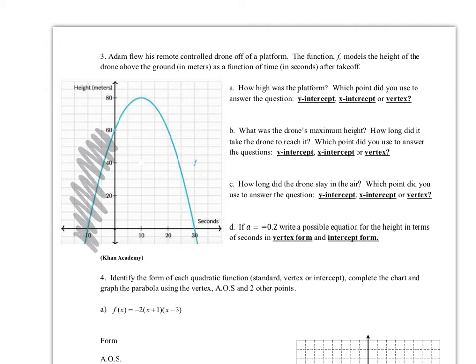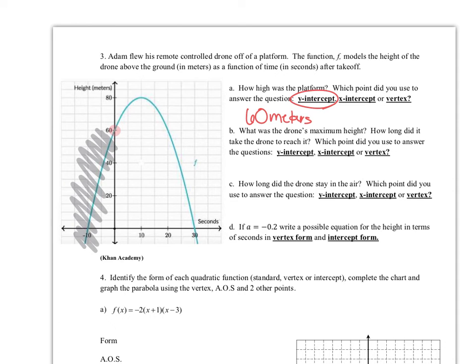Because this is going negative time. So where does it start? It starts right here. And as you can see there, it's starting 60 meters above the ground. And the point that you are using is your y-intercept. Okay, what was the drone's maximum height? How long did it take the drone to reach that? Which point did you use?